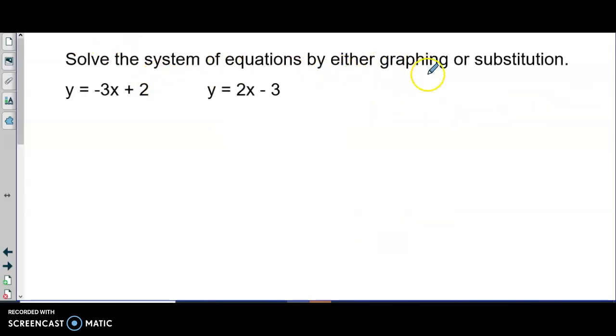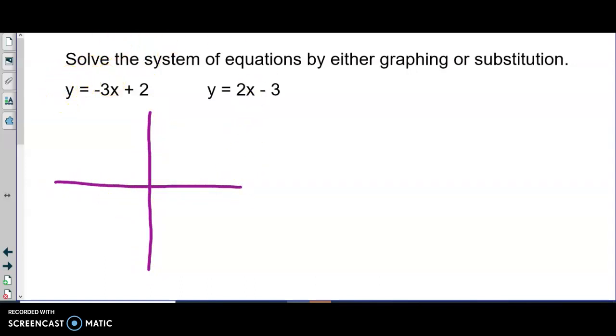Solve the system of equations by either graphing or substitution. I love graphing because if you look at the two graphs, wherever they cross is your point. I would just use Desmos, and I am going to show you Desmos, but because you also need to know how to graph things, let me mention how to graph it.